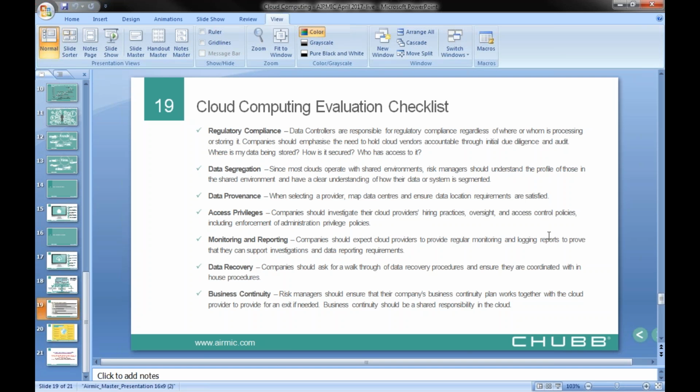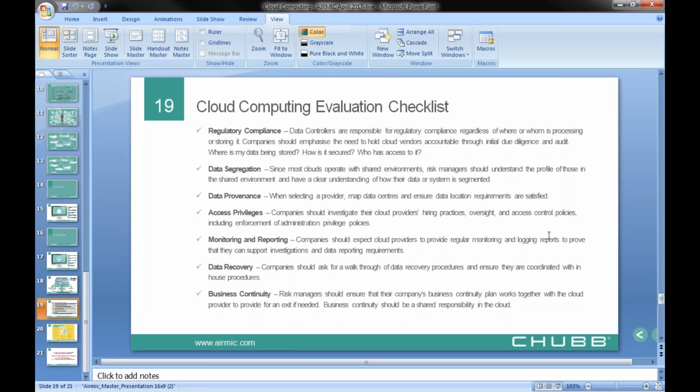Access privileges. Again, it's who has access to it. That means not only within your company, but within the cloud. So asking the cloud provider, how do they screen employees coming in? What are their procedures for hiring admins? What are their admin password protections in place? And then also doing it internally as well in your company.